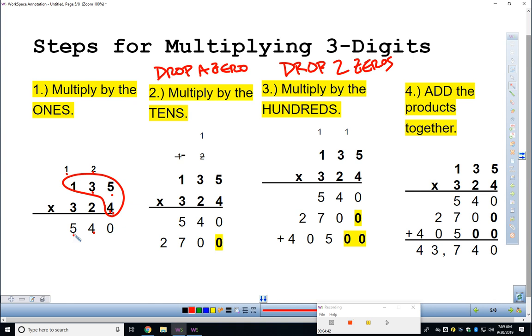Right, I dropped a 0. You can see it highlighted here. I've used up the 4. I've used up this 2. I've used up that 1. So now, 2 times 5 is 10. Carry my 1. 2 times 3 is 6, plus 1 is 7. 2 times 1 is 2.